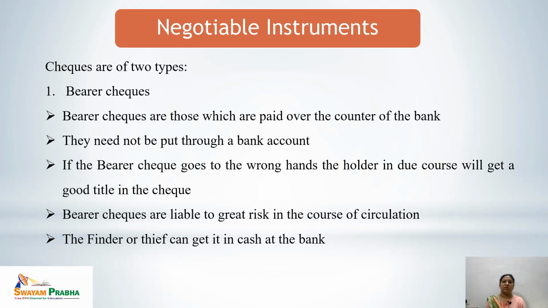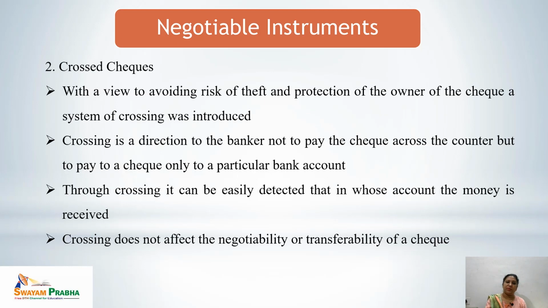So when the check is lost, it goes to the wrong hands. The drawer of the check can have a loss in the form of payment to undesired parties. The finder or thief can get it in cash in the bank. That means the finder or the thief of the lost check can have the payment over the counter of the bank. So bearer checks are not considered the safest form of check.